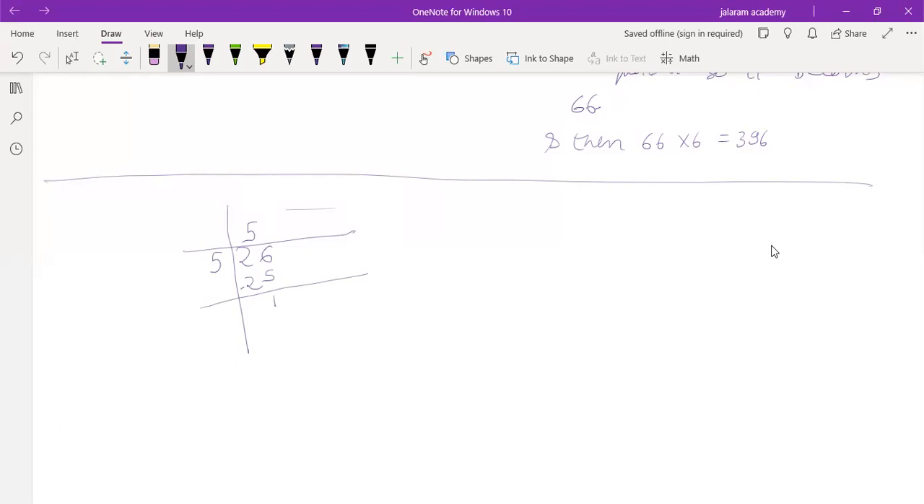Then we will put a decimal after 26, and in the quotient also. Then we will increase a pair of 0. This 0 will be borrowed after 1. So it becomes 100. Then we will do double of 5. It's 10.